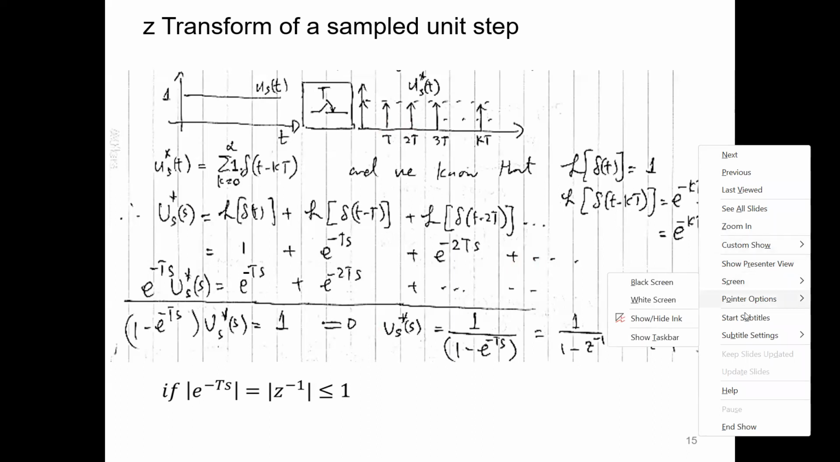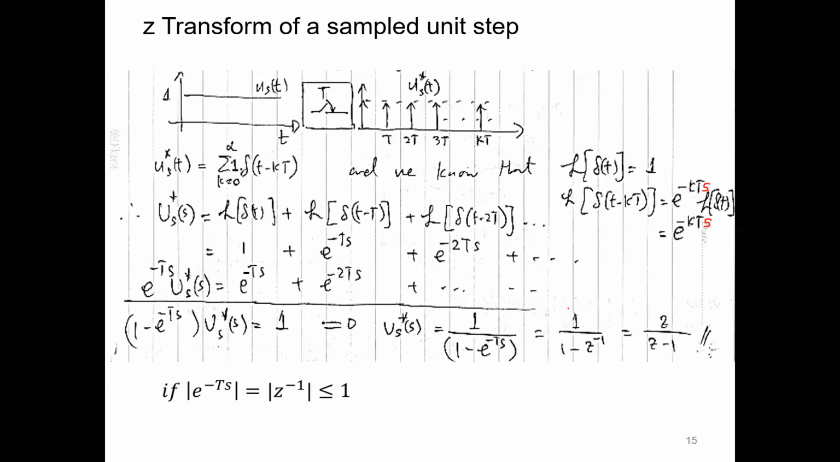So please remember some of the simple things, like this, for example: the Z transform of a sampled unit step is 1 over 1 minus z to the minus 1, or z over z minus 1. Either way, it will help.